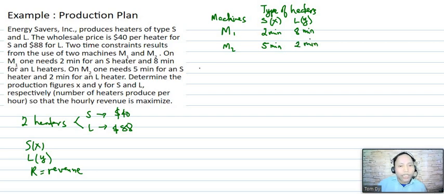Now take note of our production time, the period when we produce these heaters. We determine the production figures of X and Y so that the hourly revenue is maximized. So our production is now based on an hourly basis. So we have 60 minutes. Make sure that you have the same units.